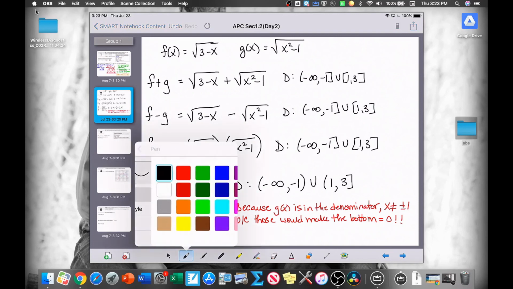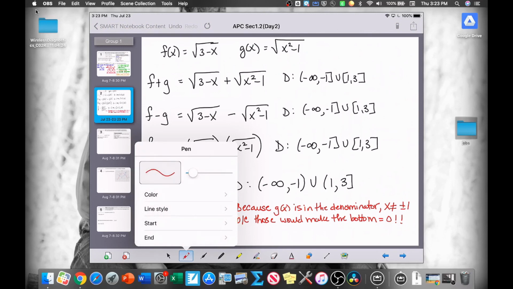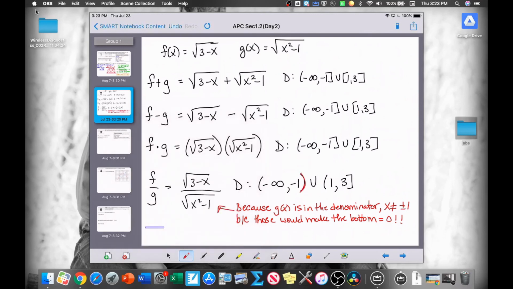So just calling attention to the fact that this bracket and this bracket have now changed to round because we can't include +1 or -1 in our domain. So that's what makes the division part of this problem slightly different.